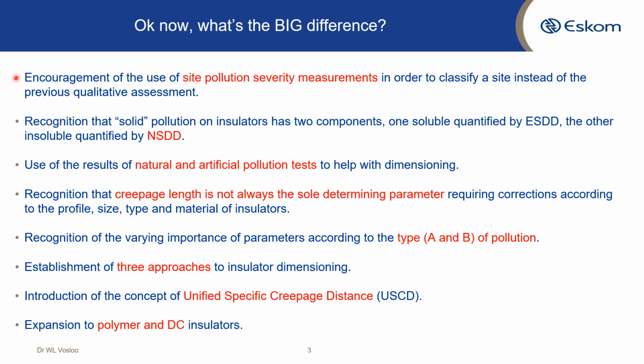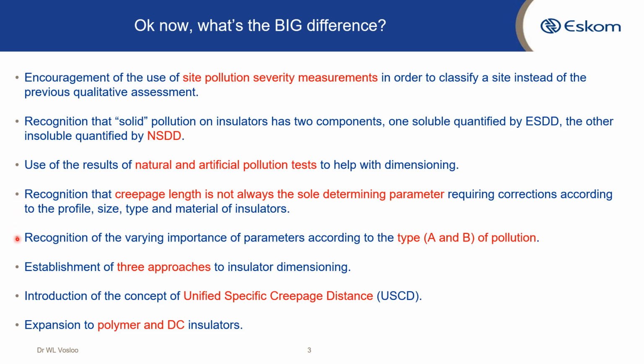Now, what's the big difference? Site pollution severity measurements are very important in the new 815. Also, non-soluble deposit density, which is the insoluble component of the pollution, is taken into consideration. Use of natural and artificial pollution tests is deemed very important to help with dimensioning. It's recognized that creepage distance or creepage length is not the only parameter to look at.